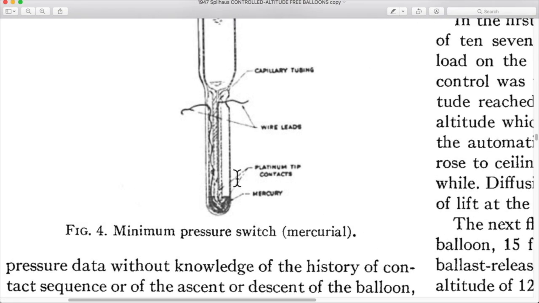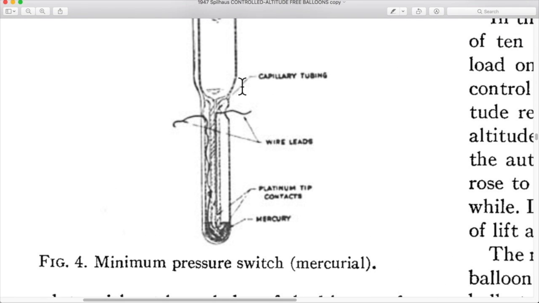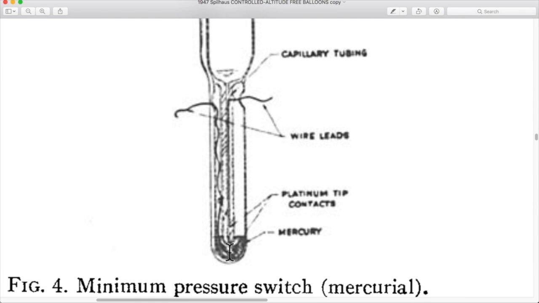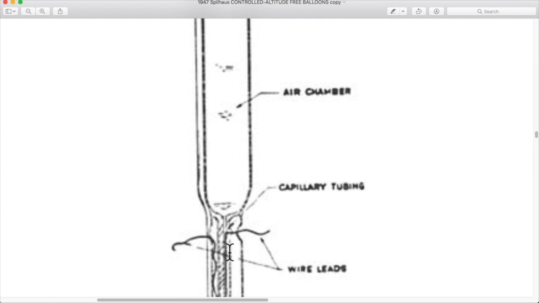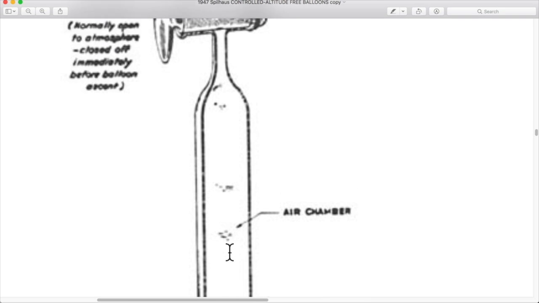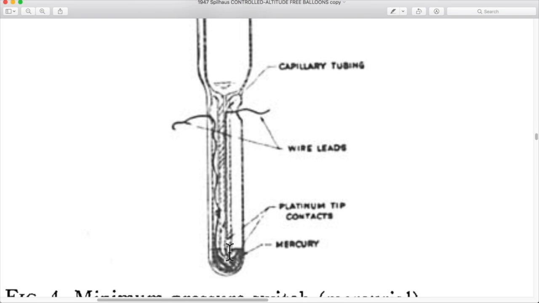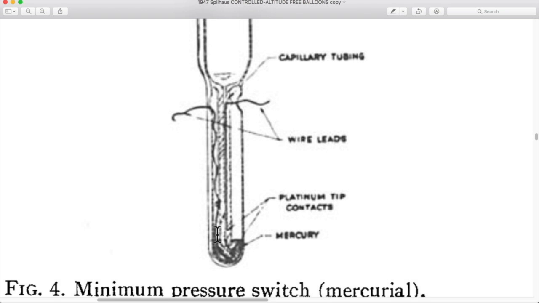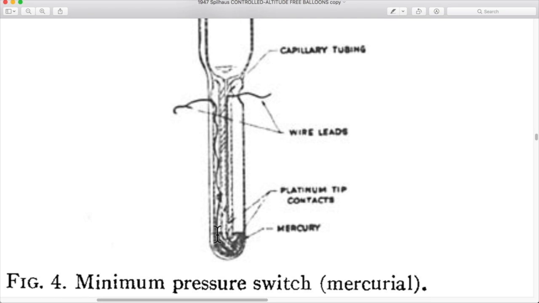Then there appears to be capillary tubing, wire leads, platinum tip contacts, and mercury. Well, this is really fuzzy. At first glance, it's kind of hard to decipher this, but we have a clue from the text. So we know that the wire leads will go in here and they will not be touching each other because this whole device is an electrical switch. So they will not be touching each other until they want it to.